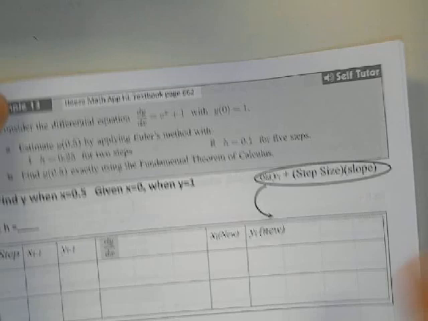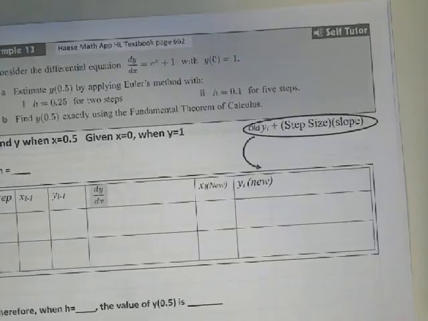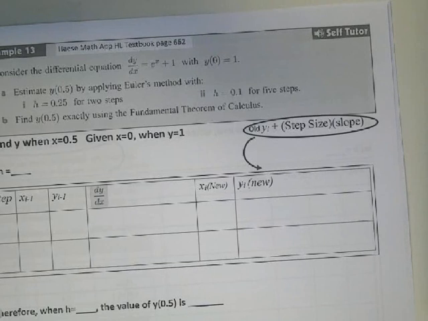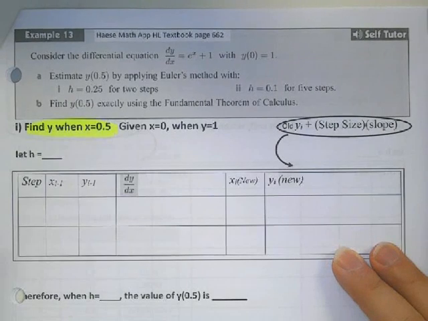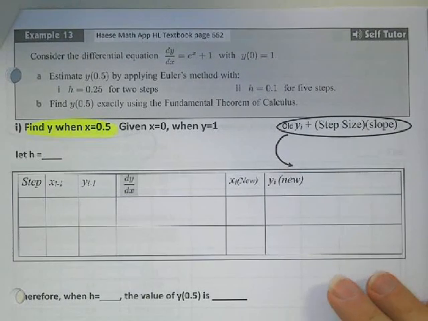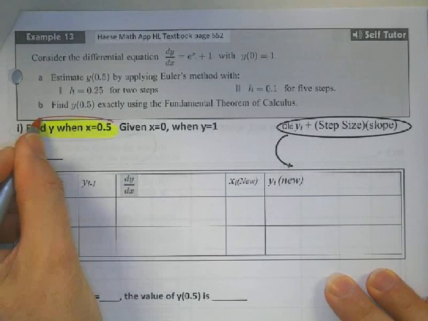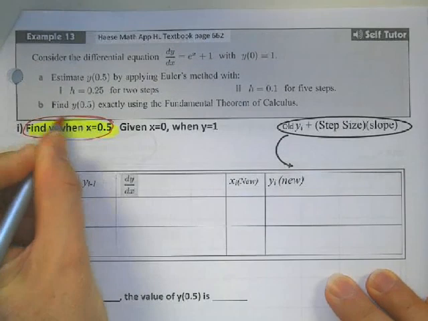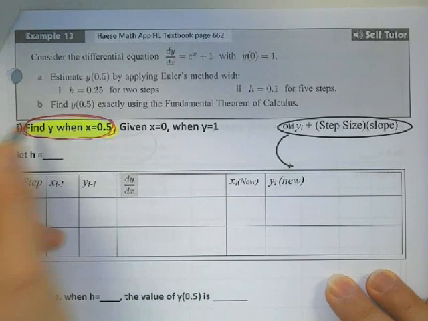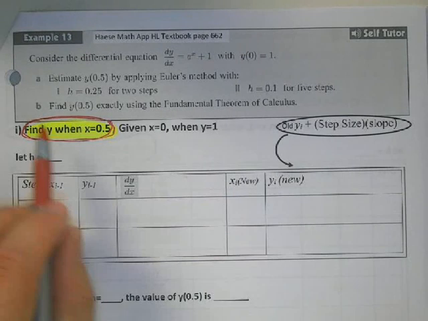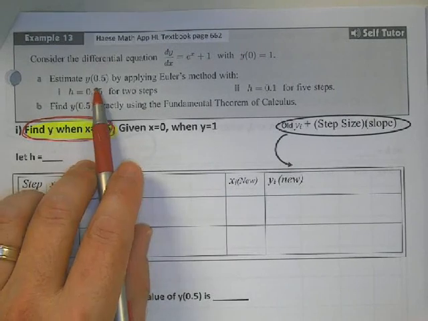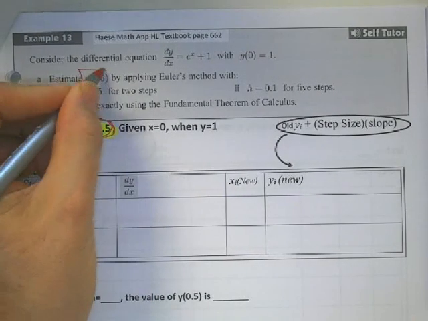Okay, so the thing we're trying to do is figure out a coordinate. We want to find the value of y when x equals 0.5. This is what we're trying to find, because no videos say why we are doing Euler's formula. They just say, oh, this is how you do it, but they don't say why. We're trying to find the y coordinate when x equals 0.5.